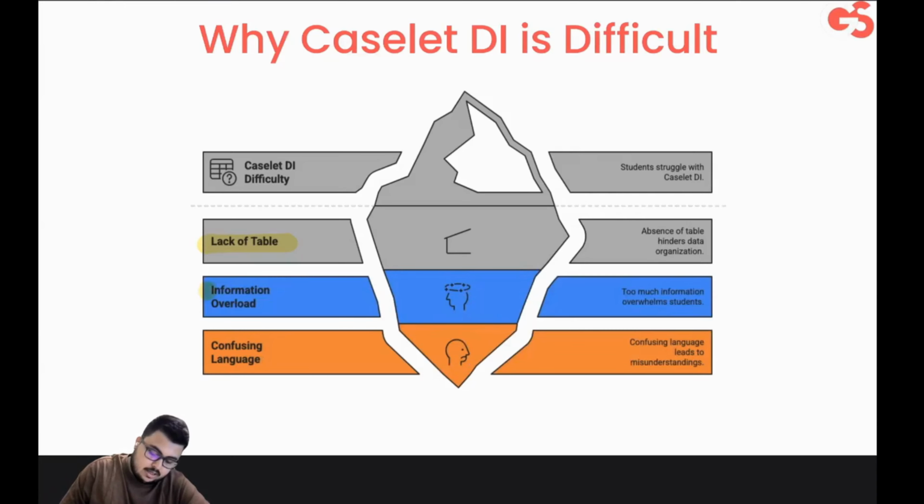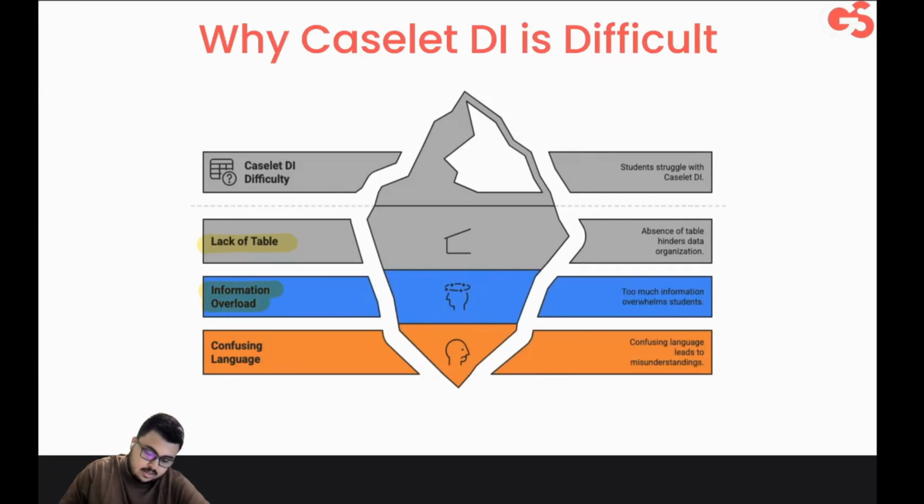Another thing is that there is an information overload that's present in most caselet DI data sets. There is some data, most of the time, which is not really relevant to the set, but it's been given just to confuse you. Also, too much information usually overwhelms students.